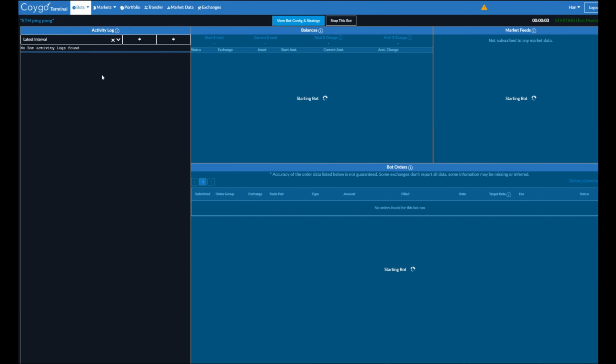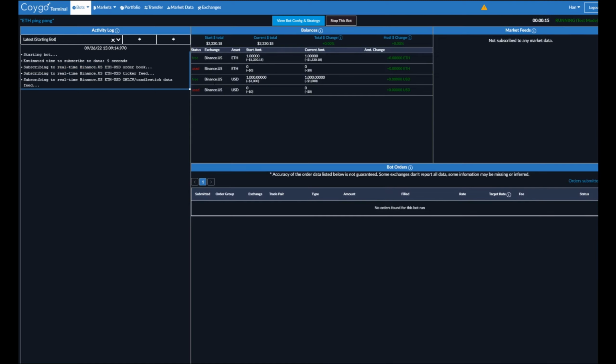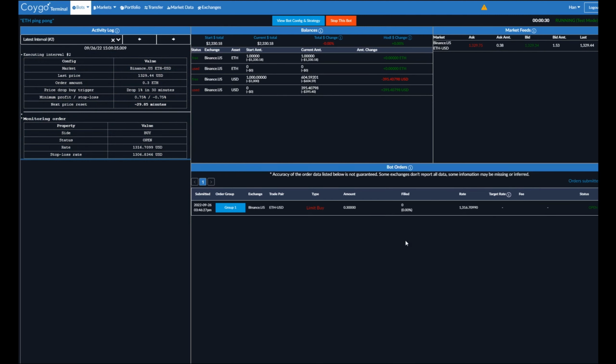On the left side, we see the activity log. This is going to give us insights into what the bot is doing. So currently, we're starting the bot and subscribing to real-time Binance Ethereum USD order books, ticker feeds, and candlestick data. Over here, we see the balances. This is the starting total and the current total, along with each individual wallet balance, starting and current. We have any market feeds, so the ask, bid, and last of any markets we're monitoring. And down here we have the orders that have been submitted by this bot so far. So we see that it's already opened a limit buy order.